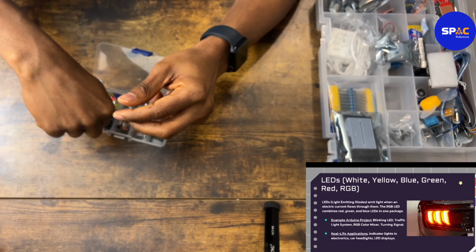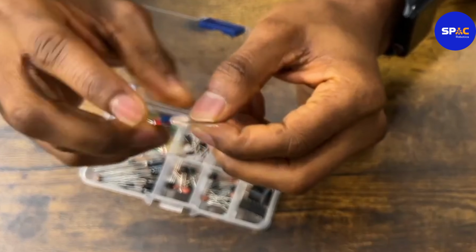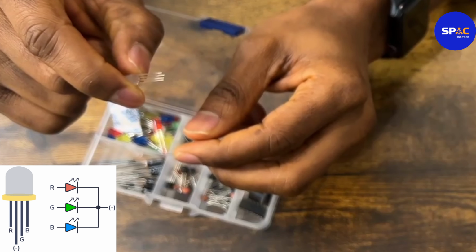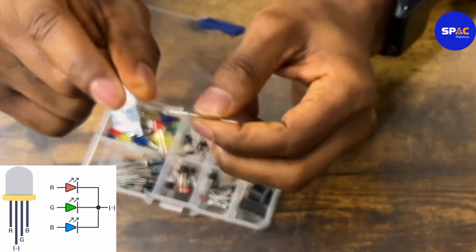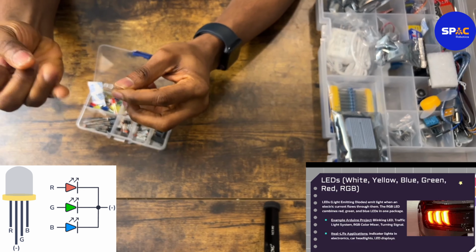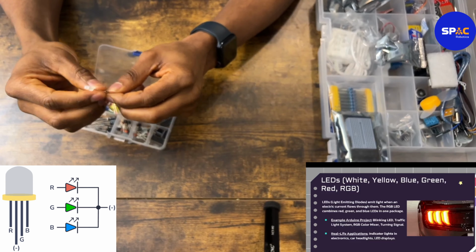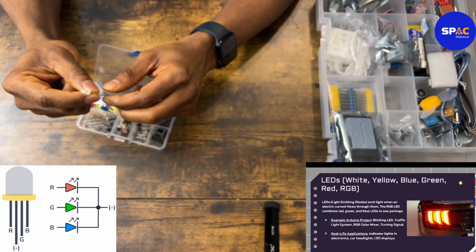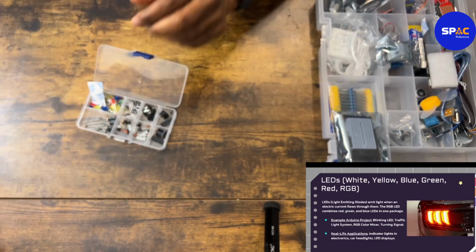Then we actually have one that is white, and it has 4 legs. I don't know if you guys can see that. So 4 legs. This one is the RGB LED. That means this can actually give us red, green, and blue together. When we start programming, we'll have fun with this. We can use a program to change its color and all of that. So that's for the LEDs.